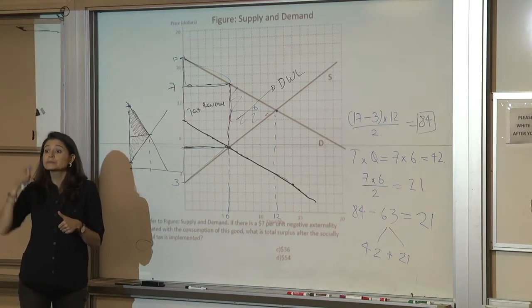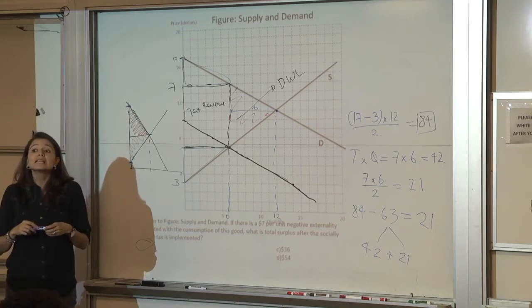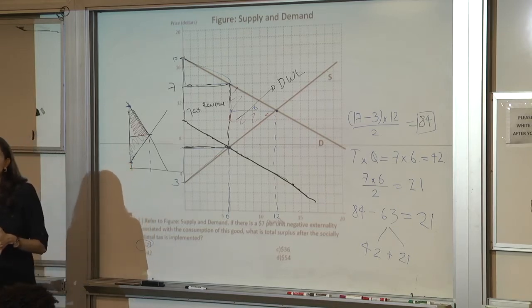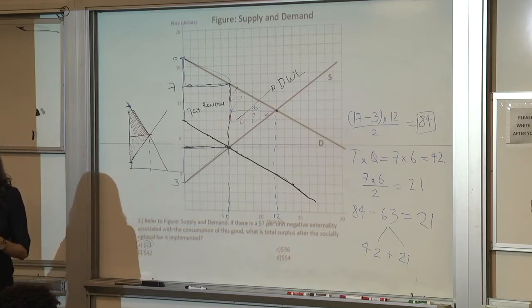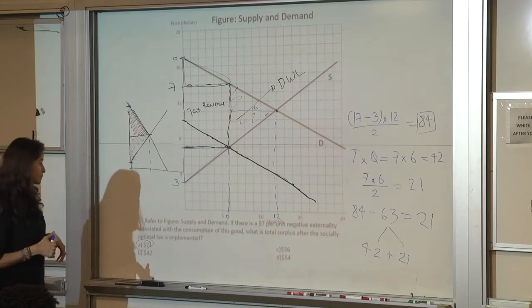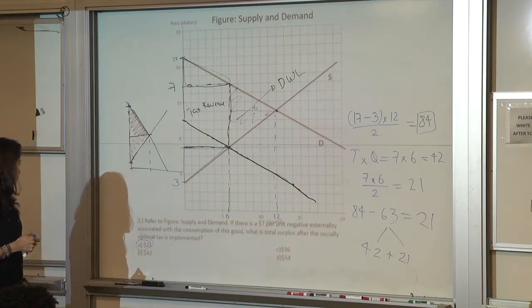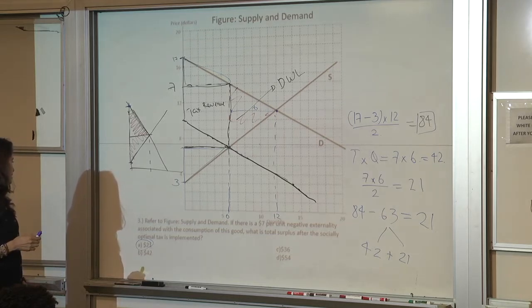In the textbook in Chapter 8, it says that when there's a tax, total surplus equals consumer surplus plus producer surplus and tax revenue. So I'm not sure why we didn't add tax revenue when there's a tax, because isn't that included in total surplus? What is the total surplus after the socially optimal tax is implemented?